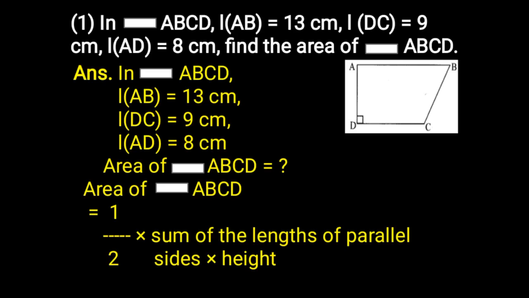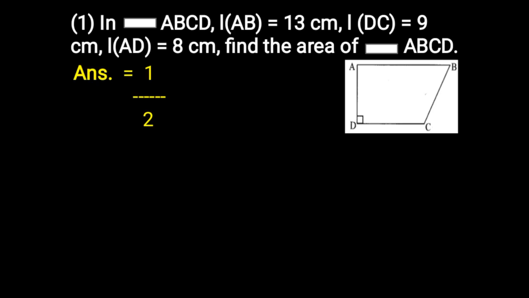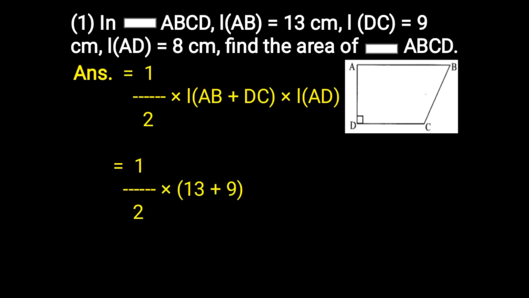Sum of the lengths of parallel sides means the two parallel sides AB and DC. You have to write the addition in brackets. That is equal to half into (AB plus DC) into AD, which is the height. Next step, substitute the values of AB, DC and AD. That is equal to half into (13 plus 9) into 8.